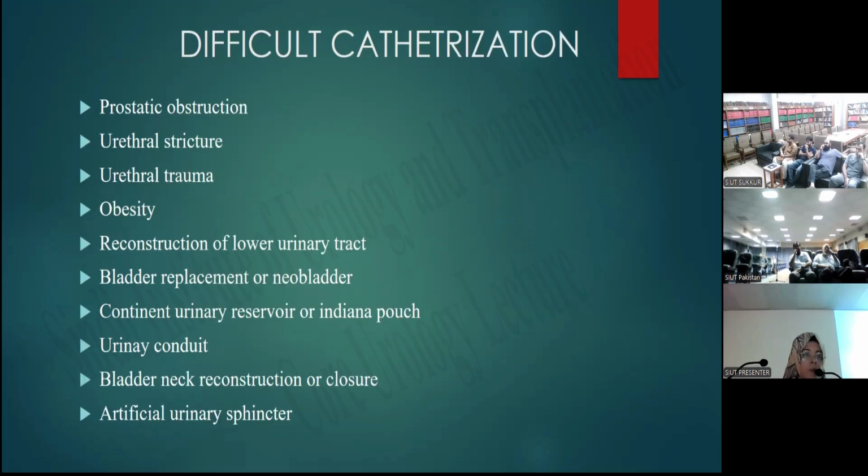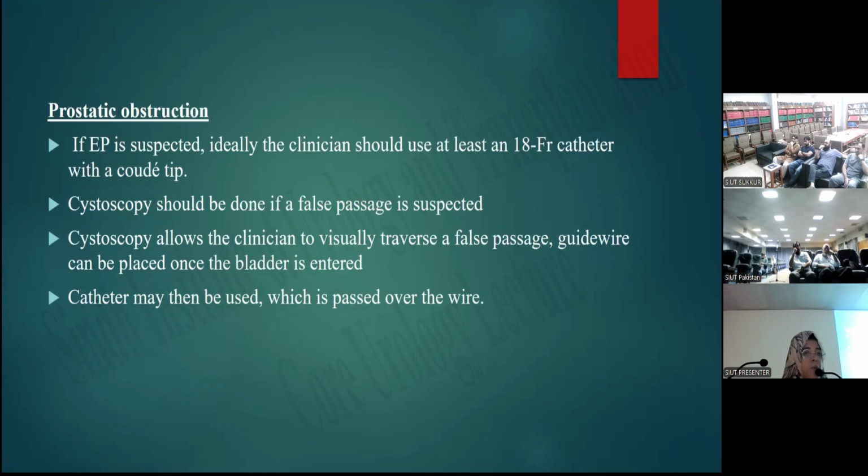We have some scenarios in which we face difficulty with perurethral catheterization, and we commonly encounter these in our daily practice, for example in cases of enlarged prostate, stricture urethra, urethral trauma, obesity, or if the patient has undergone any lower urological procedure like a reconstruction, bladder replacement, new bladder, any continent urinary reservoir, urinary conduit, or in cases of bladder neck reconstruction and closure. We are going to discuss them separately one by one.